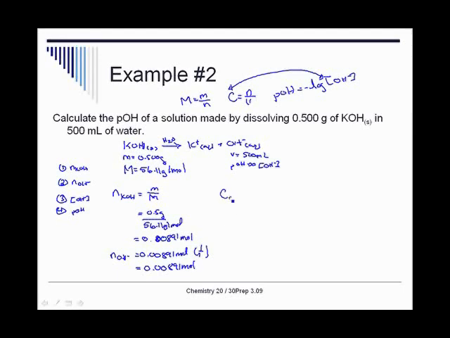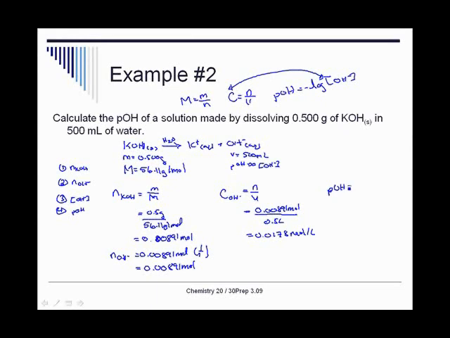Now we can find the concentration of OH, which is n over V. We have 0.00891 moles divided by our volume, 0.5 liters. And so our concentration is 0.0178 moles per liter. And now we can find our pOH.